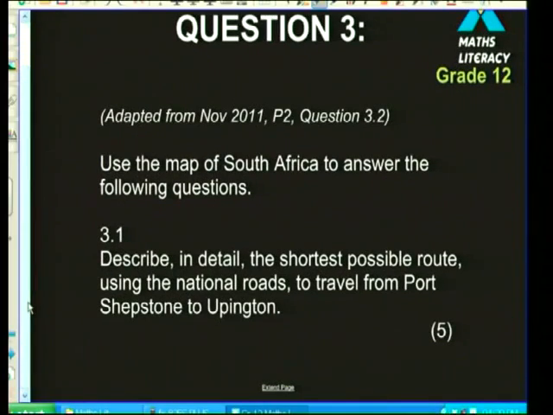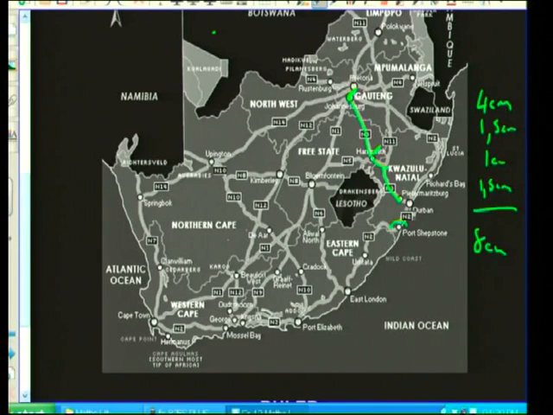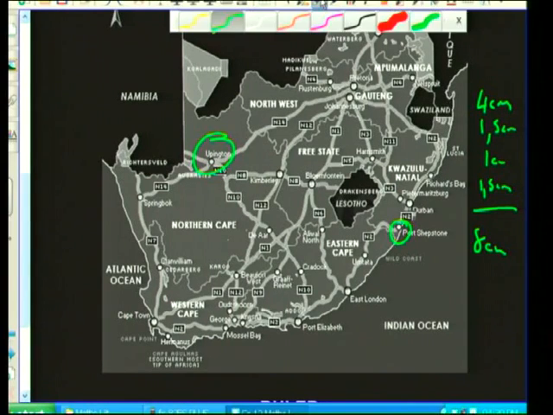It says here, describe in detail the shortest possible route using the national roads to travel from Port Shepstone to Upington. Okay, let's go all the way back to our map, and we're travelling from Port Shepstone to Upington. Okay, where's Port Shepstone? It's this tiny little town here along the south coast, and Upington, right on top of our map over there. How are we going to do that? Okay, folks, so now there are several routes we're going to follow. Just to make life less complicated, let's get rid of that Maritzburg route there.